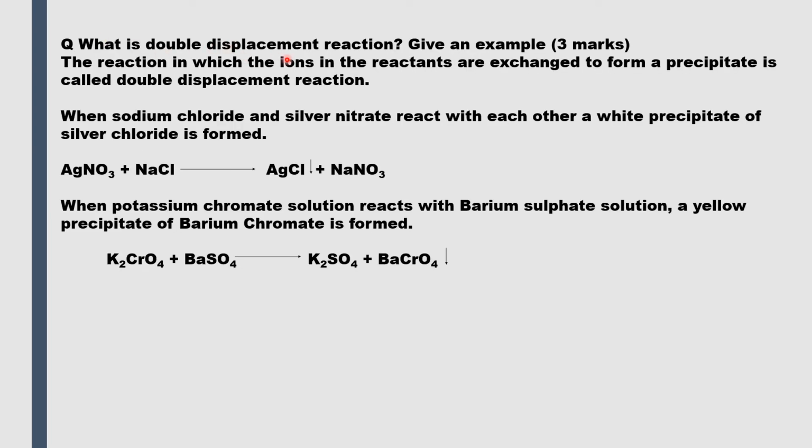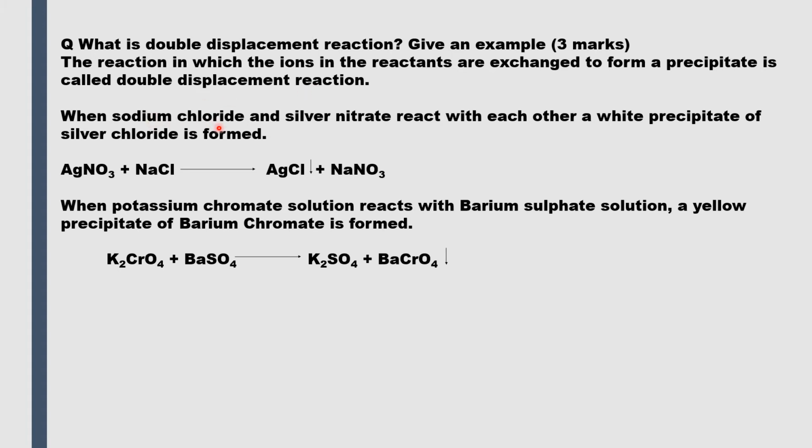What is double displacement reaction, and give an example. Once again this question carries 3 marks. The reaction in which ions in the reactants are exchanged to form a precipitate. This word is very important. This has to be mentioned in the definition. Is called double displacement reaction.